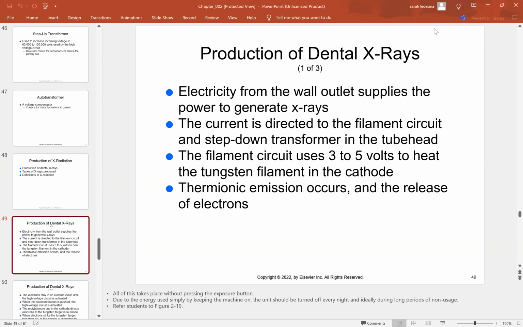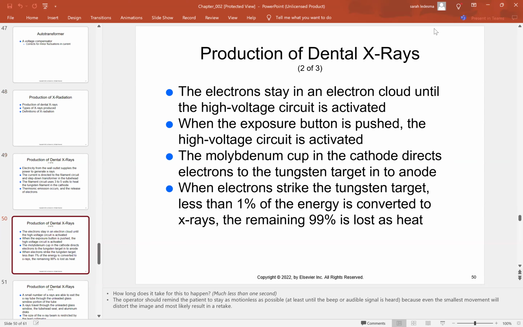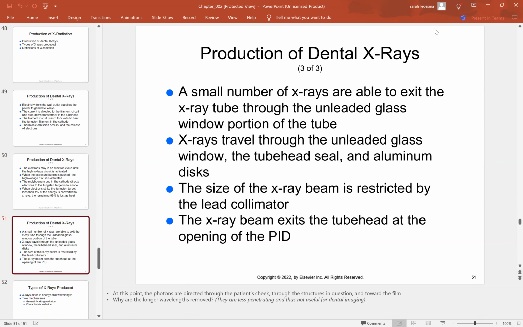Thermionic emission occurs and the release of electrons. The electrons stay in an electron cloud until the high voltage circuit is activated. When the exposure button is pushed, the high voltage circuit is activated. The molybdenum cup in the cathode directs electrons to the tungsten target in the anode. When electrons strike the tungsten target, less than 1% of the energy is converted to X-rays. The remaining 99% is lost to heat.